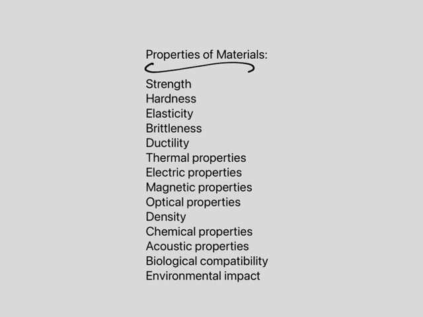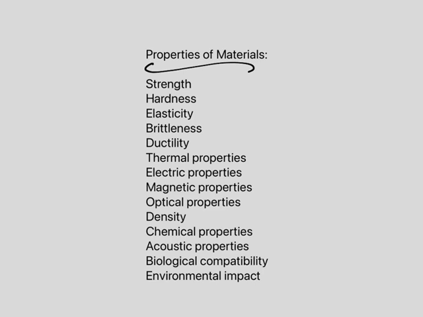Chemical properties. Some materials resist things like rusting or reacting with chemicals, while others can easily rust or change when mixed with other things. Acoustic properties. This is about how materials deal with sound. Some can make sounds louder like a megaphone, while others can make them quieter like earplugs.